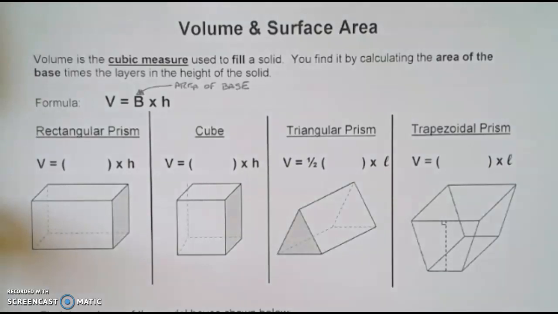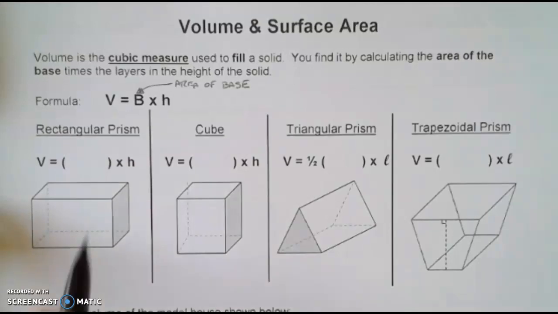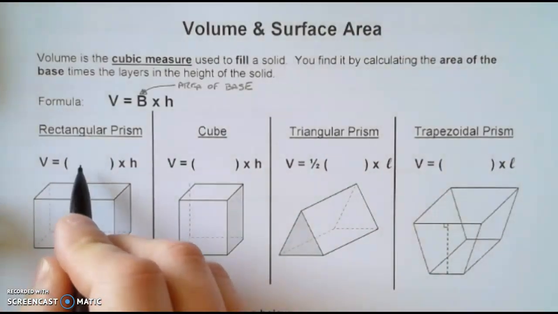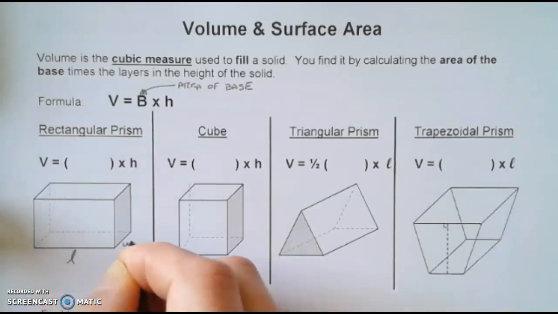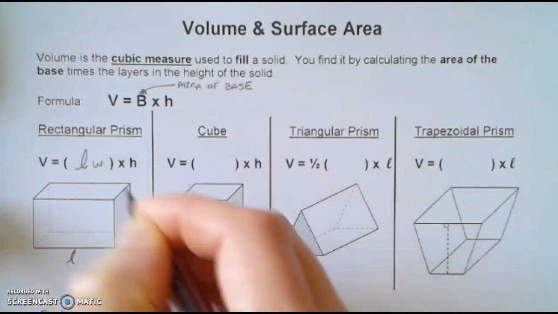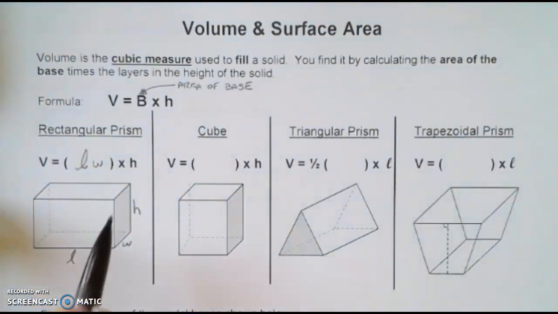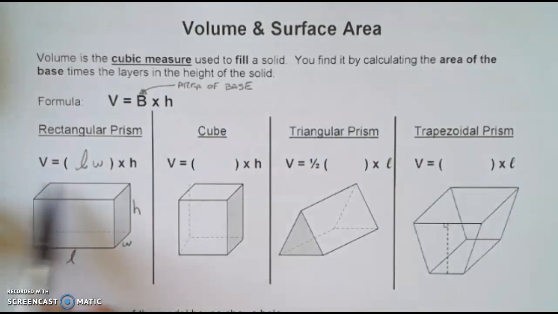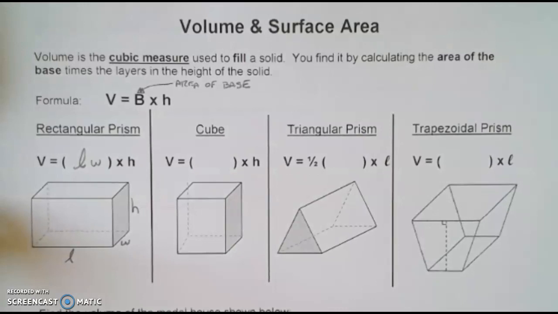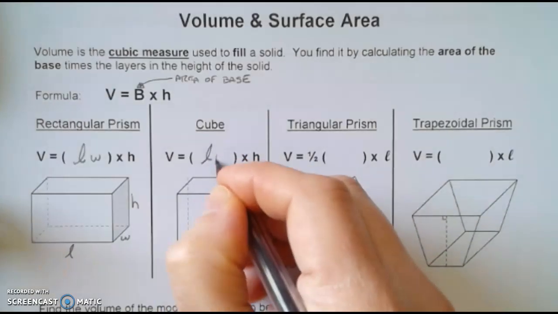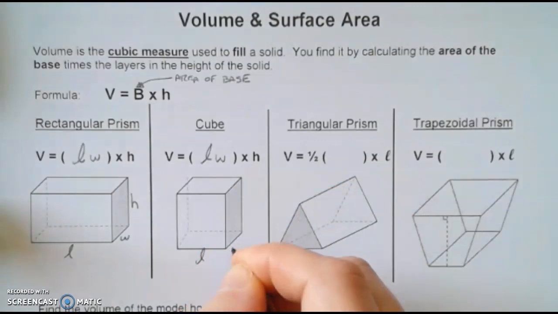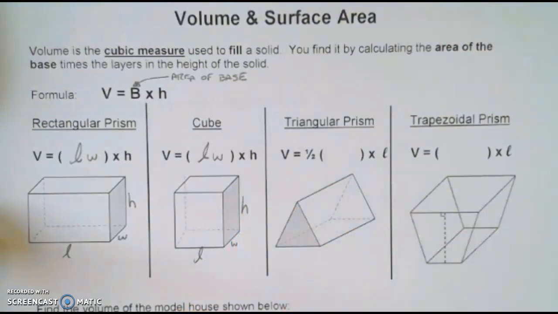So if we have a rectangular prism, to find the area of the base, the base down here, it's going to be the length multiplied by the width in order to get the area of the base. And then you have to multiply by the height as well. Length times width times height is the volume formula for a rectangular prism. For a cube, it's going to be the same thing. A cube is just a special rectangular prism where all of the edges are the same length. So again, it's going to be length times width times height.